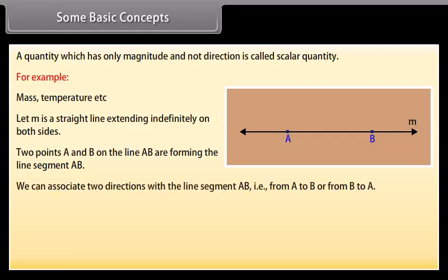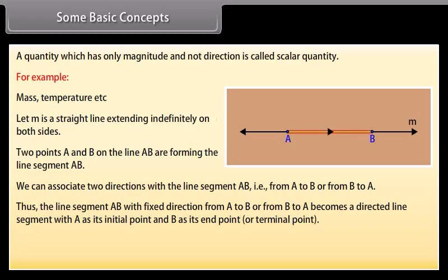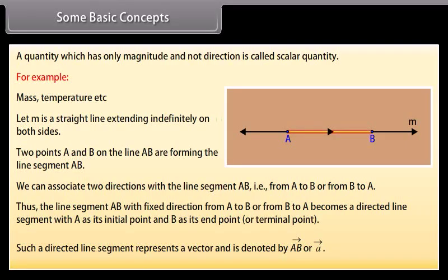Two points A and B on the line AB are forming the line segment AB. We can associate two directions with the line segment AB, that is from A to B or from B to A. Thus, the line segment AB with fixed direction from A to B or from B to A becomes a directed line segment with A as its initial point and B as its end point or terminal point. Such a directed line segment represents a vector and is denoted by vector AB or vector A.